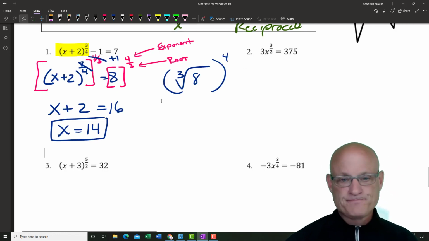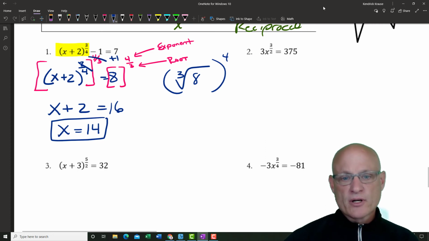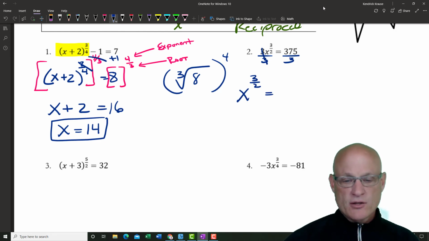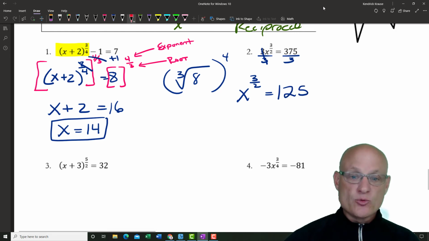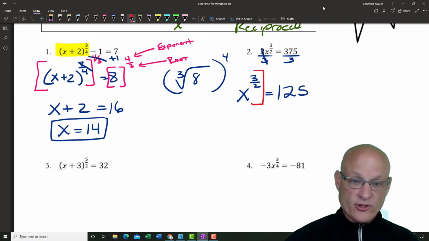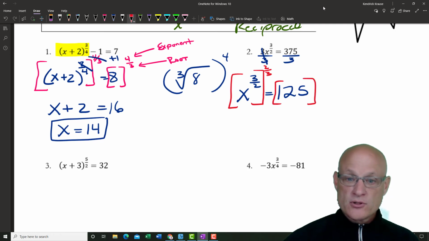We're going to keep playing with this. First things first, we're going to divide by 3. So I get x to the 3/2 equals 125. Now we are going to raise the fraction to the reciprocal, because we don't like it, 2/3. This is the root. This is the exponent or power.